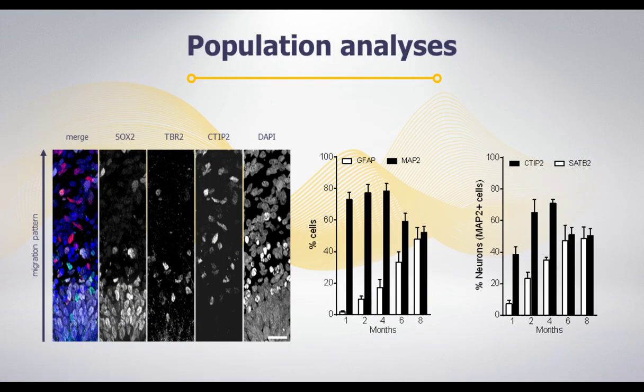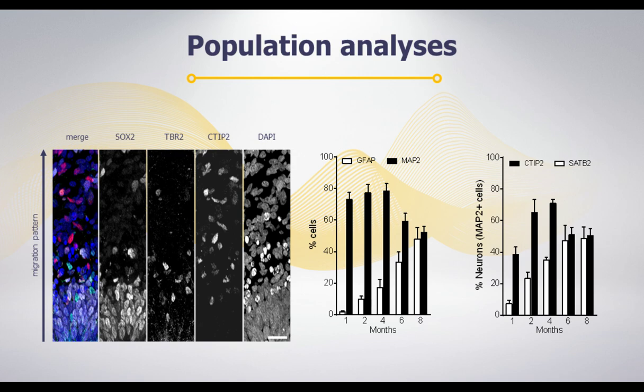So one can visualize the different cortical markers using immunostainings, and I'm showing here the pattern of migration from the center of the progenitor cells, the ventricular zones, up to the cortical layer. You can see at this stage you already have some TBR2 transient cells as well as CTIP2 positive cells in here. And I have two graphs here on the right. I just want to highlight two important things. One is the ratio between astrocytes and neurons.